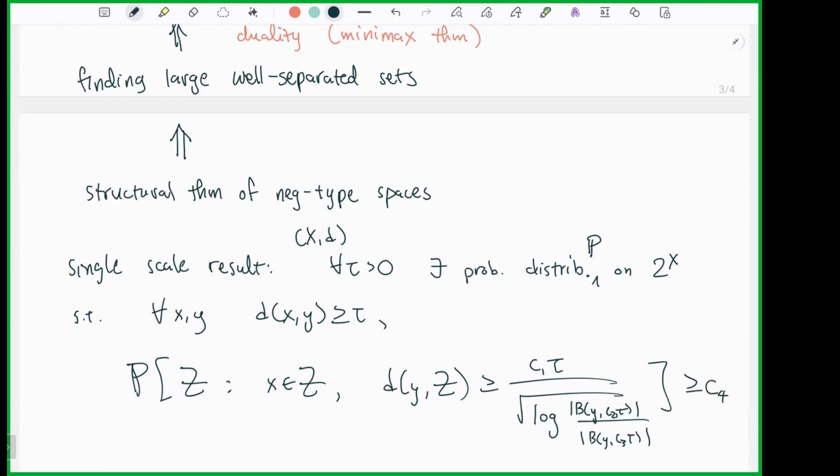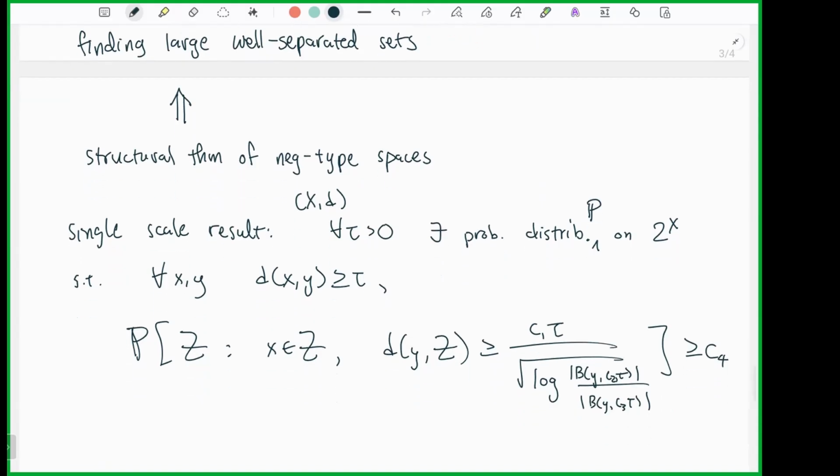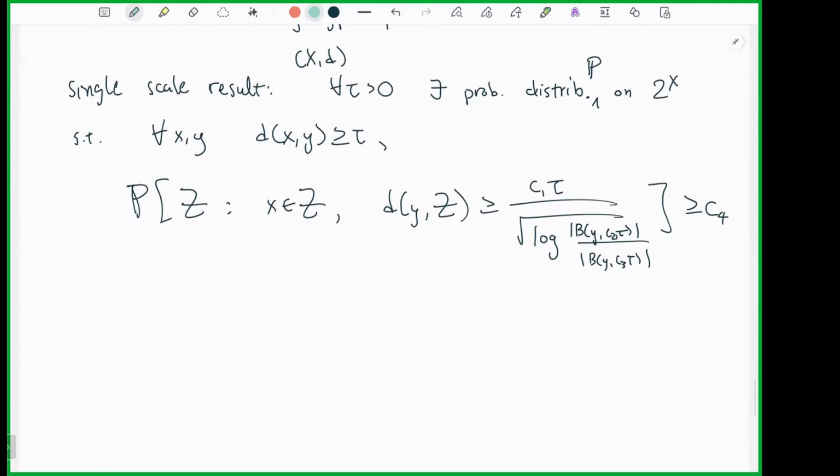Okay, so this is some statement. And it's saying that this random subset that we take from this distribution is good at separating points at scale tau. If the two points x and y are separated, then there's some positive probability where one will be in Z and the other one will be far from Z. And how far depends on the local growth of the metric space near the point y. This is something new that we proved.